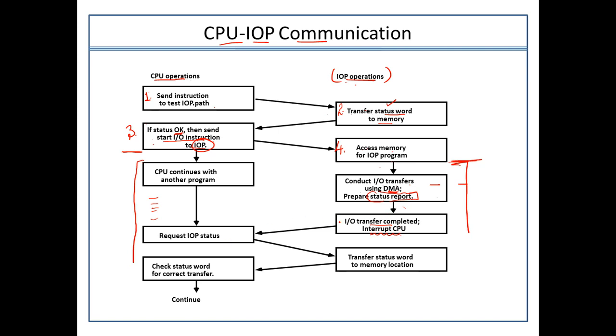And how will it proceed with interrupting the CPU? It will request the IOP status. The CPU will say, okay, what is the status right now? The CPU would like to determine the status. After determining the status, the IOP will transfer the entire status word to the memory location, and then the CPU will check the status word for the correct transfer of the data. And this is how the entire operation of data transfer between the CPU and IOP will take place.